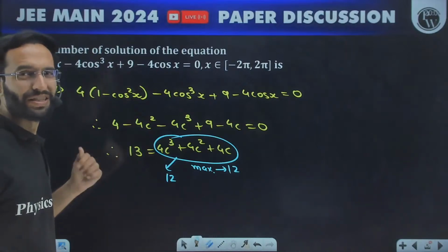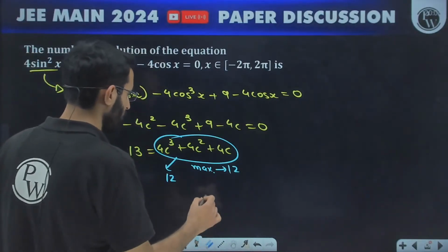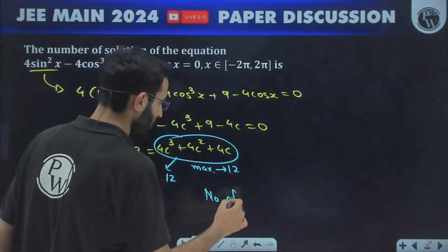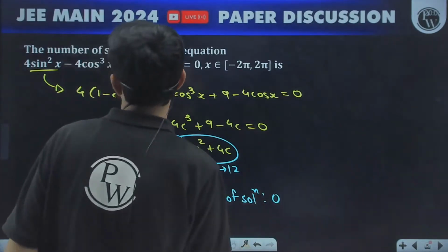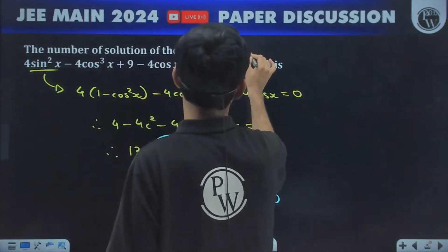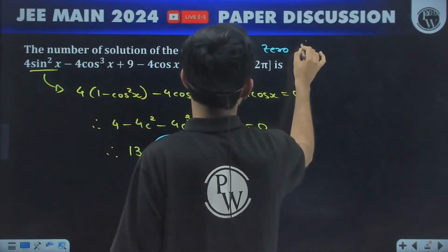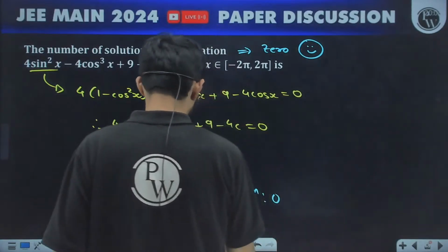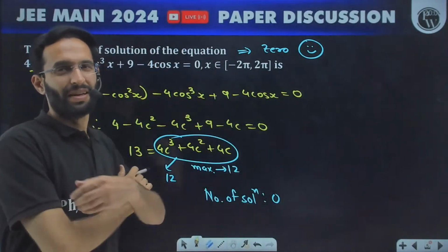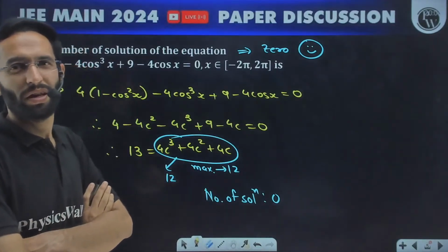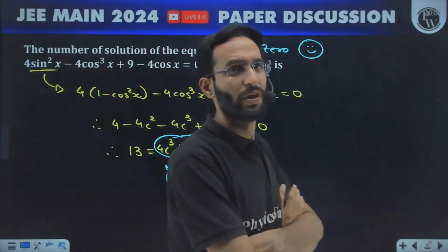And here it is given as 13. Can't be possible. So number of solutions becomes 0. The equation has 0 solutions. Hope this is clear to you. Can we move towards next question, please? Is it clear? Guys, can you tell me yes?